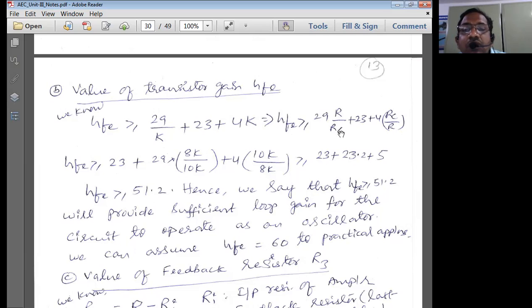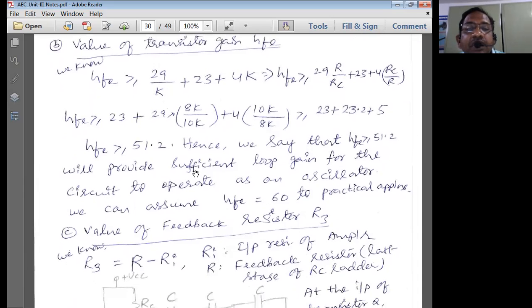Now RC I know, R I know. I can simply substitute these values, and I'll be getting this value as 51.2. Since the value is 51.2, we say that HFE greater than or equal to 51.2 will provide sufficient loop gain for the circuit to operate as an oscillator.